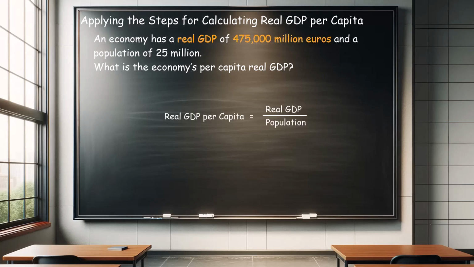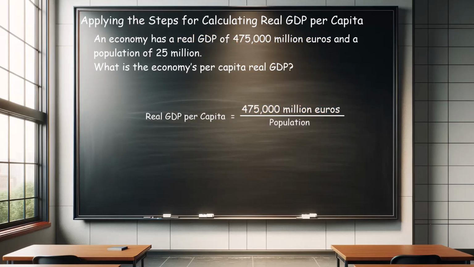2. From the problem statement, substitute the economy's real GDP into the formula for real GDP. In the problem statement, the real GDP is 475,000 million euros. So, let's substitute 475,000 million euros into the formula for real GDP.